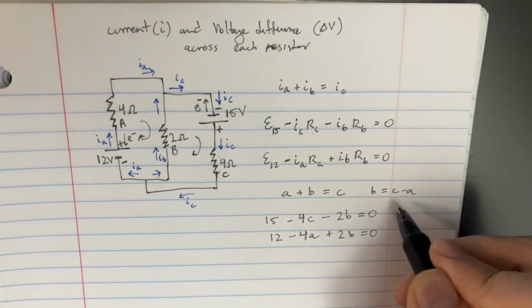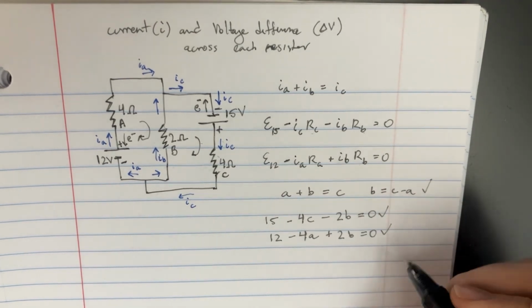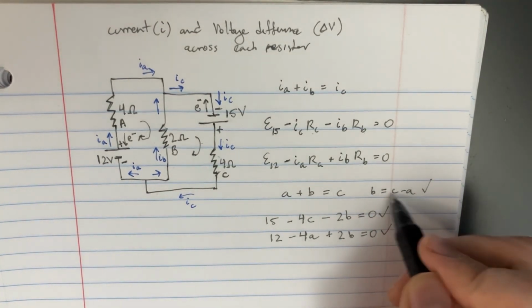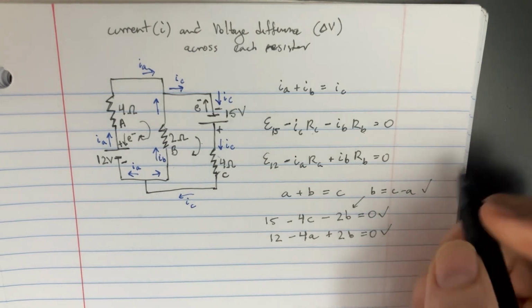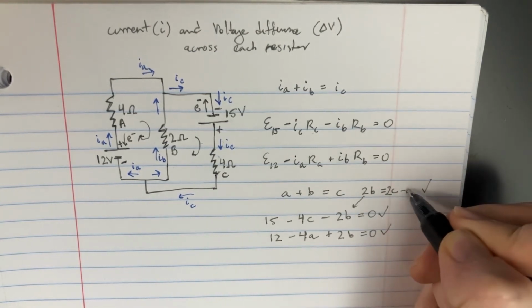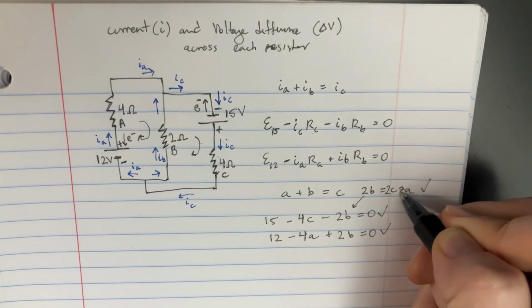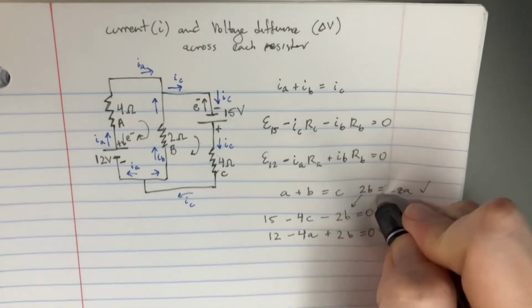So now we have 3 equations: 1, 2, and 3. And I rearranged it in terms of B, so that way I could plug that in here. But I'll multiply this by 2 first. So that would be a 2A, 2C, and 2A.